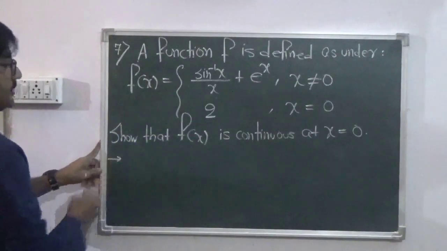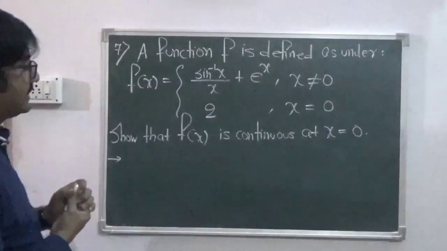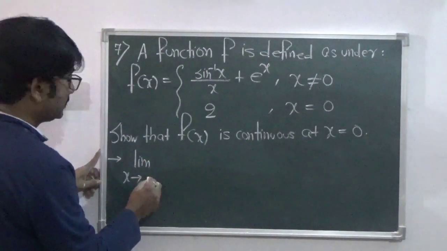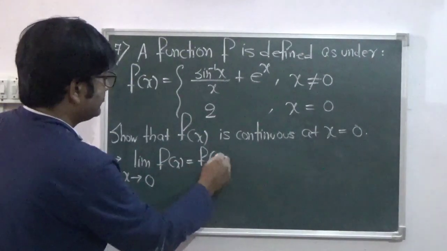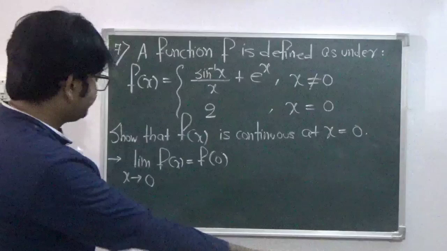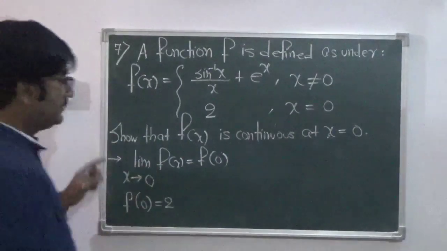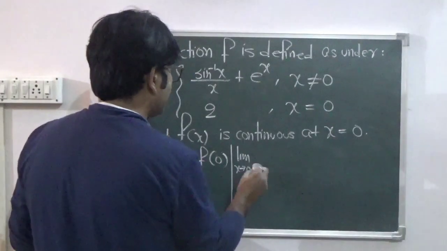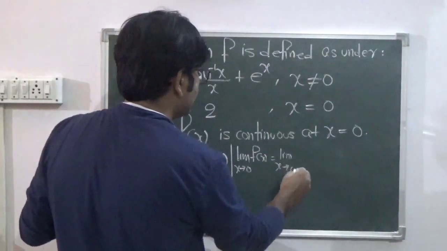So if f of x has to be continuous at x equals to 0, then what is the condition? The condition is limit x tends to 0 f of x should be equal to f of 0. So we already have f of 0 equal to 2, right? Let us find limit x tends to 0 f of x.